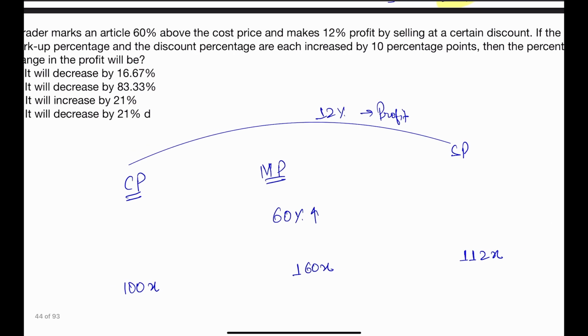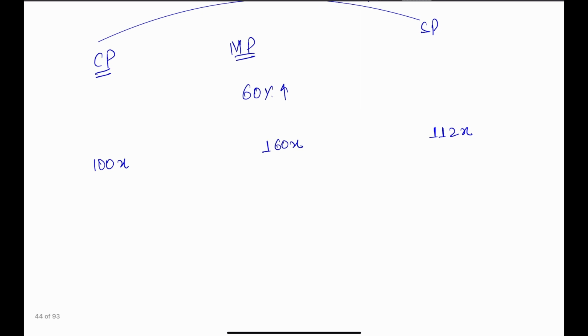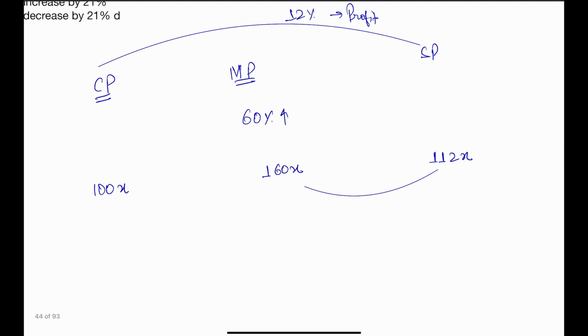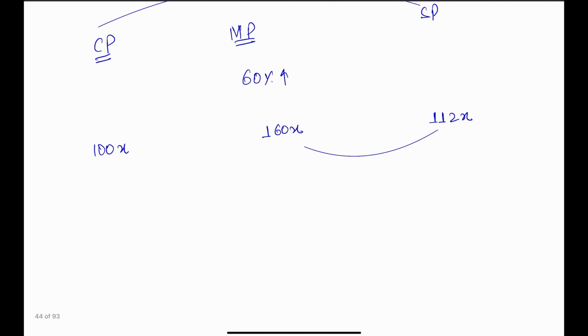Now what is happening? If the markup percentage and the discount percentage are increased by 10 percentage points. So right now what is the discount? Discount will be on the selling price only, no? Discount will be on the selling price. So how much is the difference? Difference is 48. 48 upon 112x. So it will be how much? Will it be divisible? Yeah, I suppose. So it will be 14.